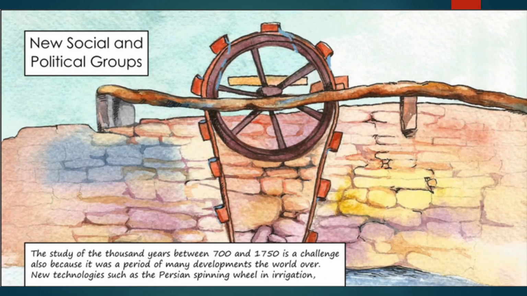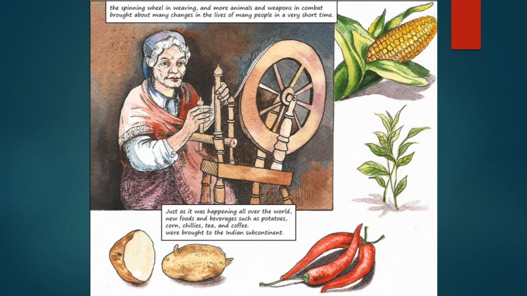New social and political groups. The study of the 1,000 years between 700 and 1750 is a challenge, because it was a period of many developments the world over. New technologies such as the Persian wheel in irrigation, the spinning wheel in weaving, and the use of more animals and weapons in combat brought about many changes in the lives of many people in a very short time.